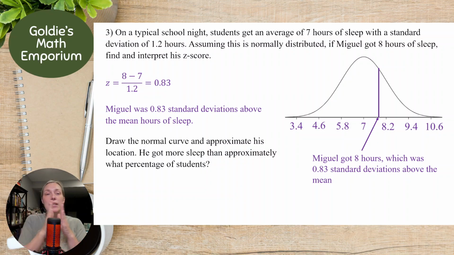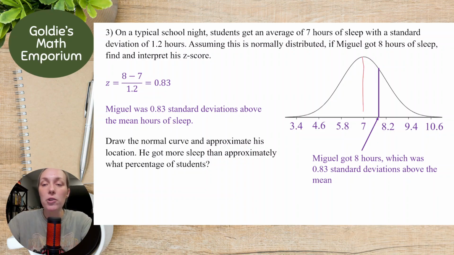So you can see how it's not a full standard deviation above. A full standard deviation above would be 8.2. He got 8, which was a little bit less. So he's at 0.83 standard deviations above the mean. Now, he got more sleep than approximately what percent of students?